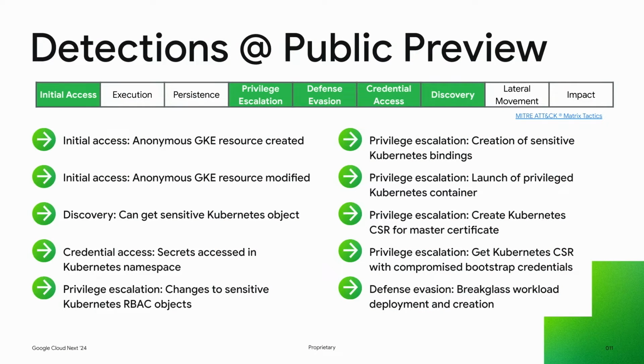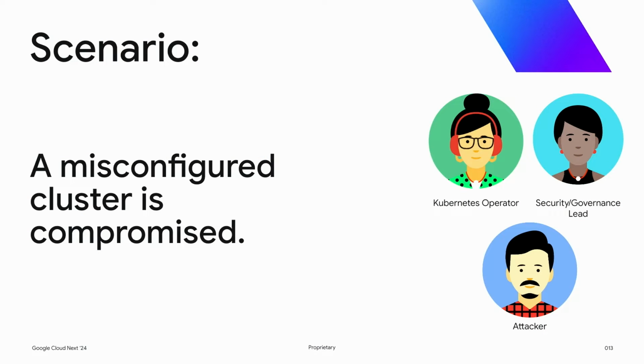GKE threat detection is launched with a set of detection rules categorized by MITRE ATT&CK that give visibility into nearly every tactic category defined by MITRE ATT&CK. From initial access to getting into the cluster and moving things around, there are tripwires set up all along the way. This is all based on real-world behavior of attackers that we've seen targeting Kubernetes, and we're going to move into a live demo where we're going to show some examples of that.